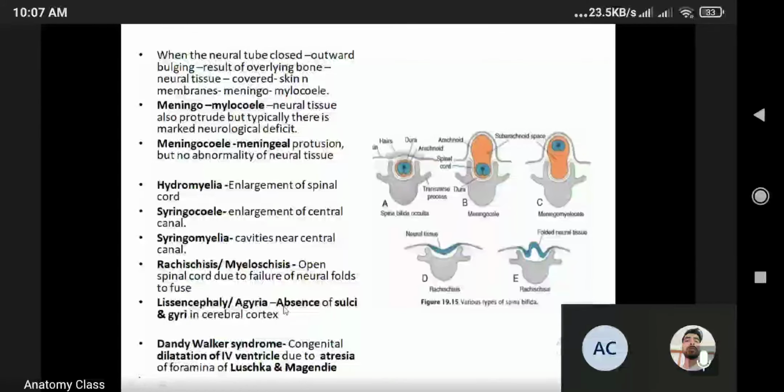Due to the atresia of foramen of Luschka and Magendie. So these are all the terminology you have to memorize. Now we come to the development of the brain.